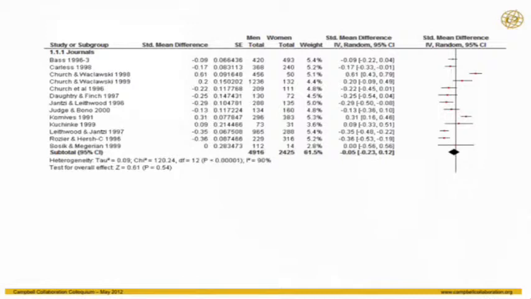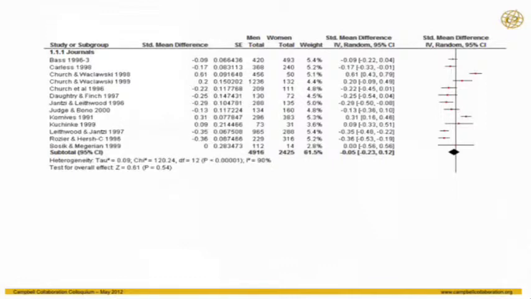We effectively have a null result here. No immediate evidence of a gender difference on transformational leadership within this subgroup. We have our heterogeneity statistics: our variance component tau squared is 0.09, with a chi-square value of 120 on 12 degrees of freedom, which is statistically significant. There's substantial heterogeneity among the effects in this subgroup.